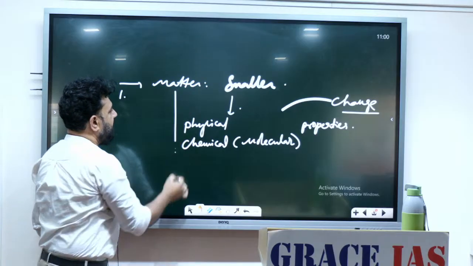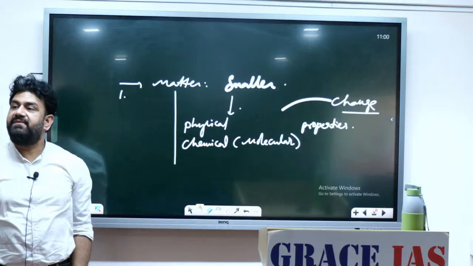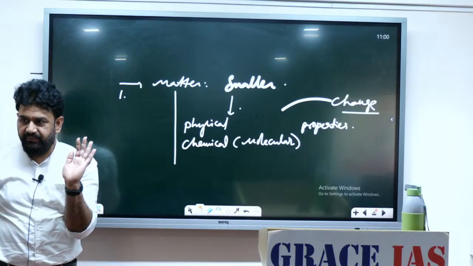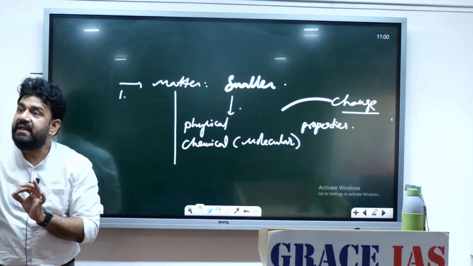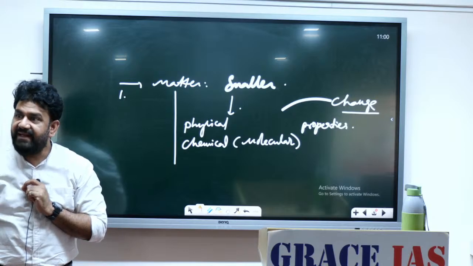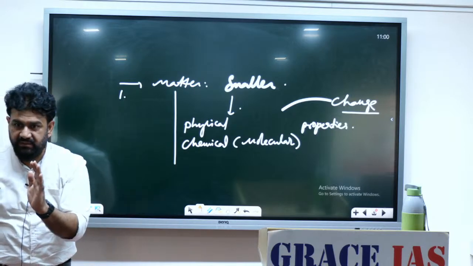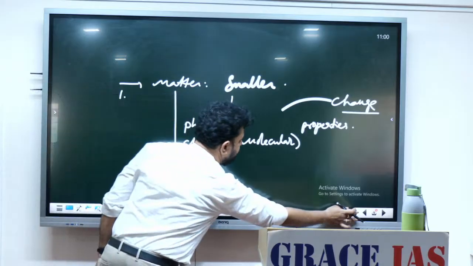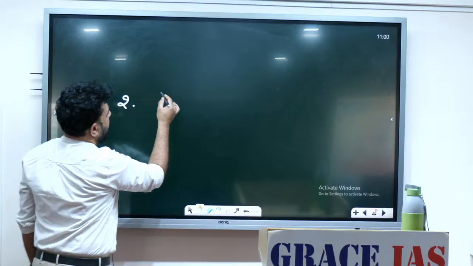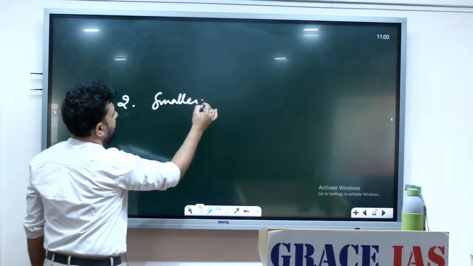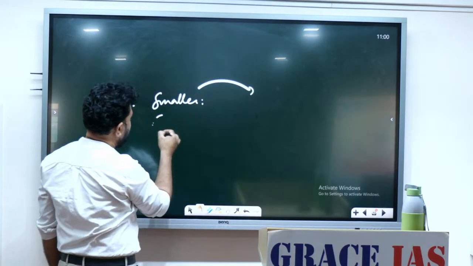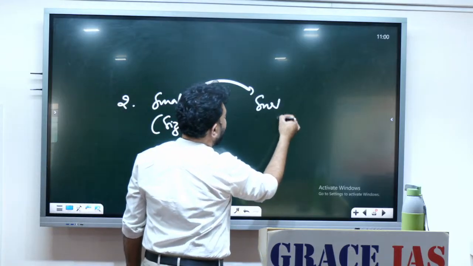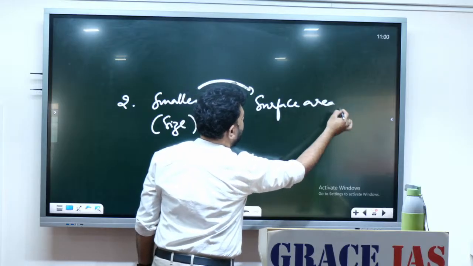So when matter becomes smaller and smaller, their physical, chemical, molecular properties change. First point: the smaller it is, the different it would be from its larger version. That should be simple enough for you. Second point: the smaller it becomes in terms of size, the more surface area it will have.